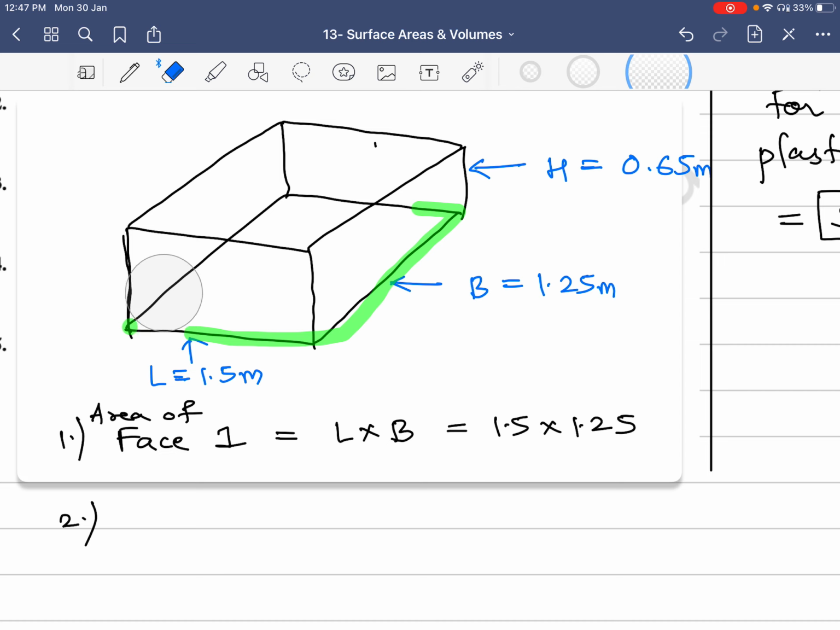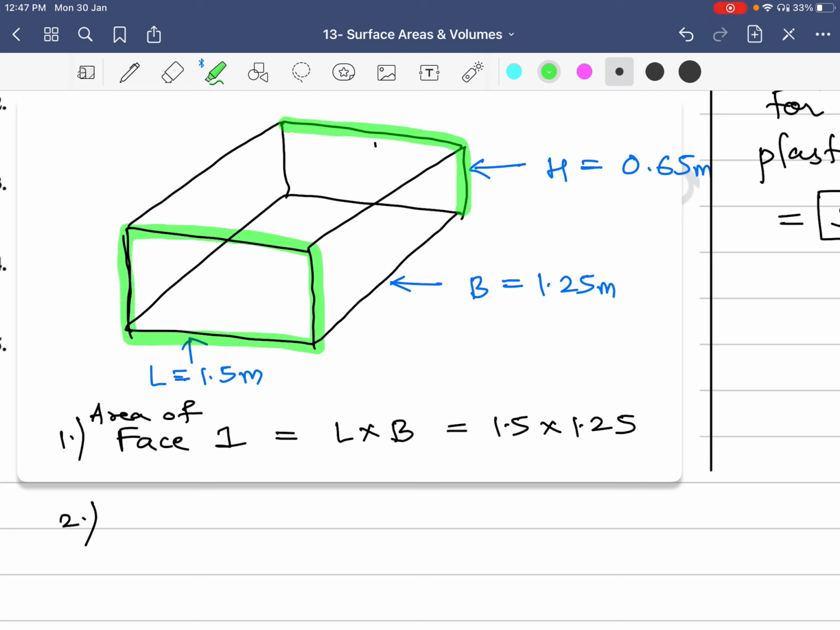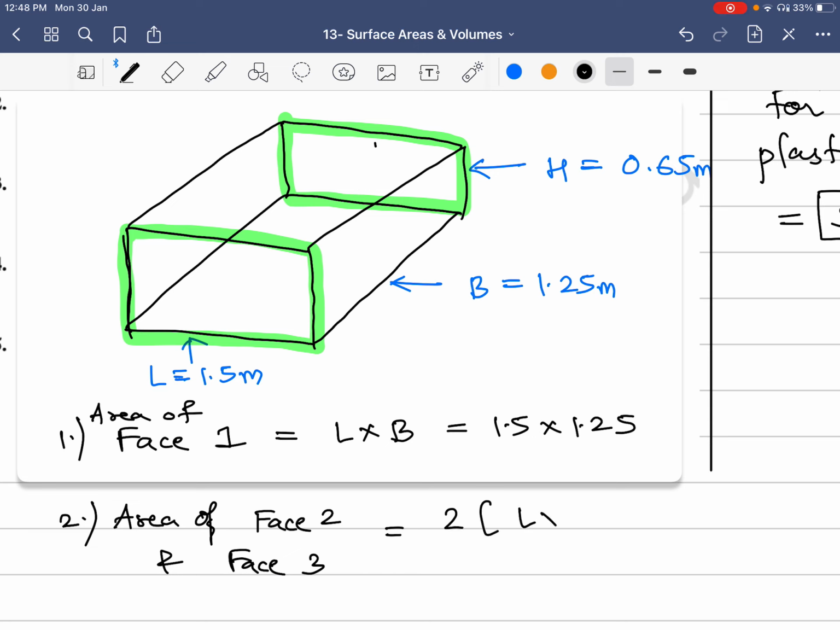Okay, so yes. Now the second rectangle is this one, okay, and this one. Both are equal to each other. And what are the dimensions of this rectangle? The height is 0.65 meter and this is 1.5 meter, and there are two of them. So I'm just going to say area of face 2 and face 3 is equal to, so we are going to say 2 times, this is 2 times the length into height.